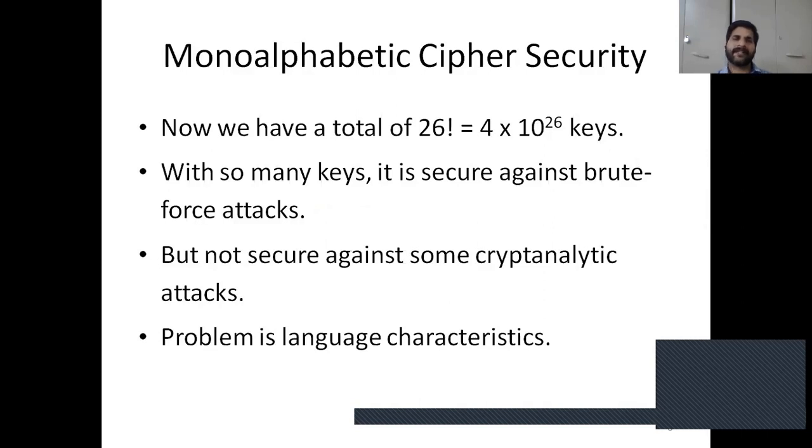Monoalphabetic cipher security. Now we have total possible keys equal to factorial 26, which is about 4 times 10 to the power 26 keys. With so many keys, it is secure against brute force attacks, but not secure against some cryptanalytic attacks. The problem is language characteristics.